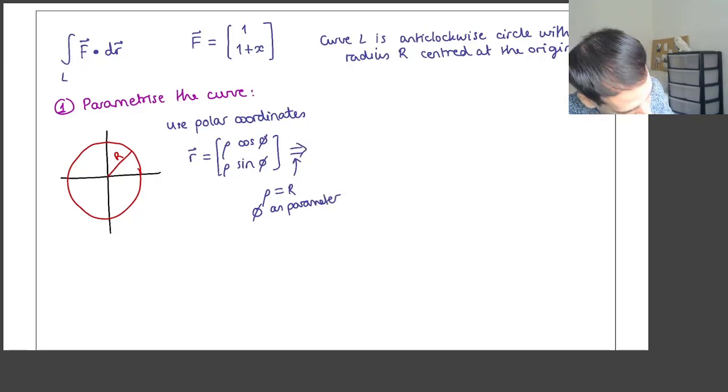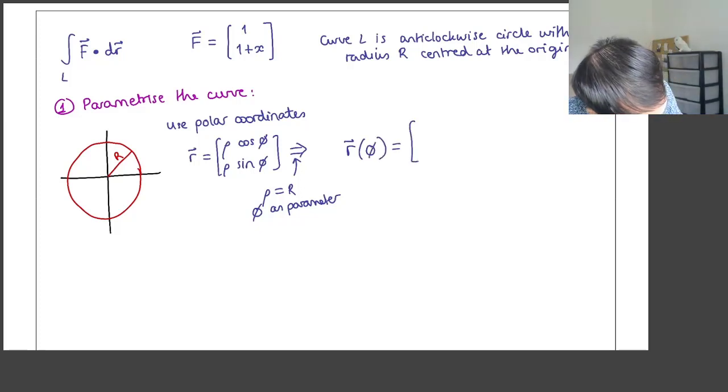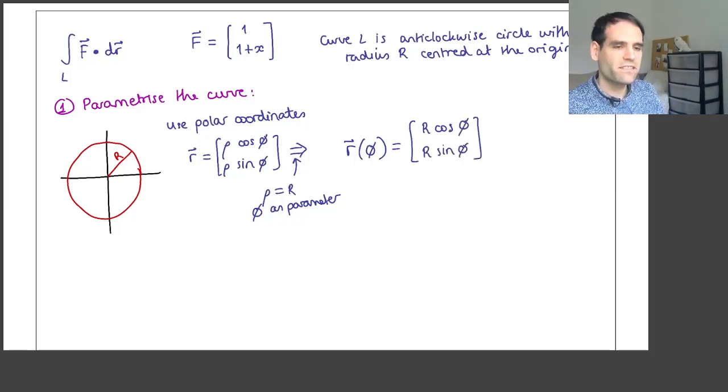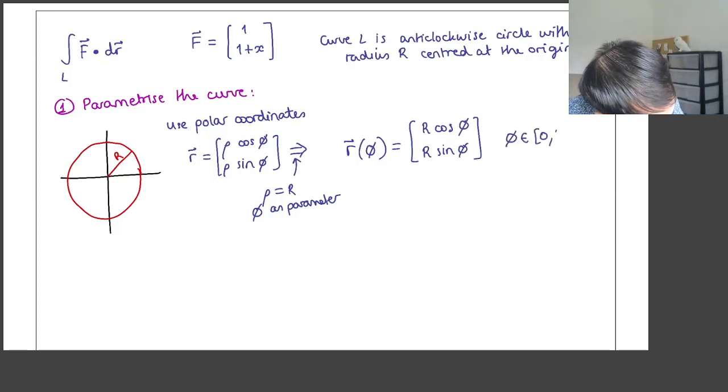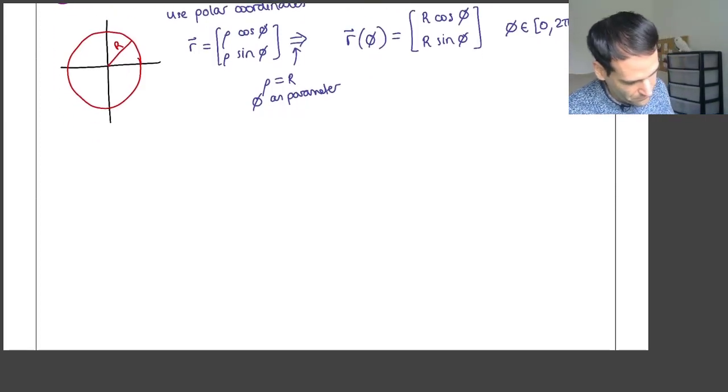Doing those substitutions, you arrive at your parameterized curve, which is a function of phi, where phi is the parameter, equal to r cosine phi and r sine phi. And what are the limits for phi? Our parameter goes between 0 and 2 pi, right? Excellent. So that's step 1.